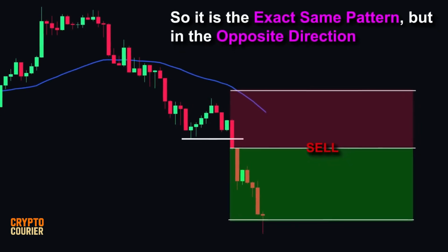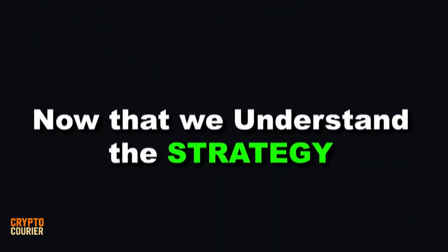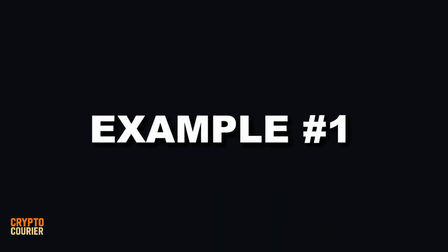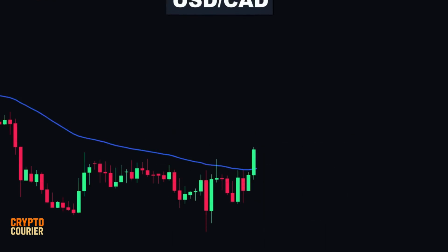But okay, now that we understand the strategy, let's actually look at some real life examples. The first one is this chart, the US dollar against the Canadian dollar. The blue line here is the EMA. As you can see, the price had been trading below the 50 EMA for quite some time until it broke out. This is where I got interested.